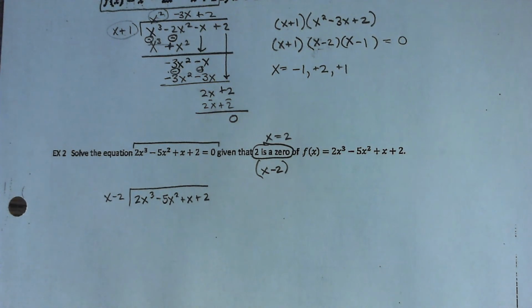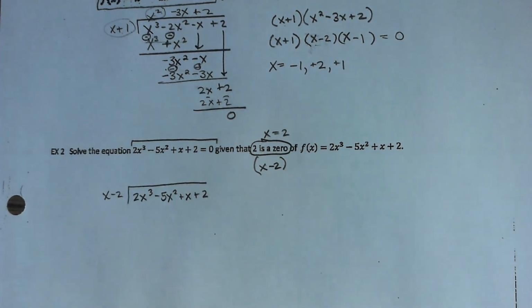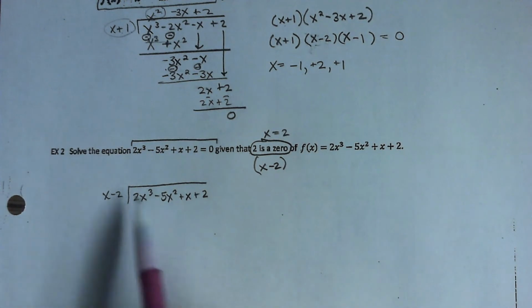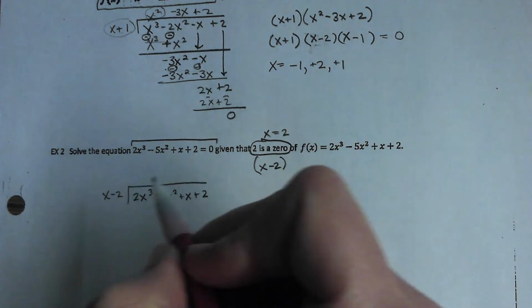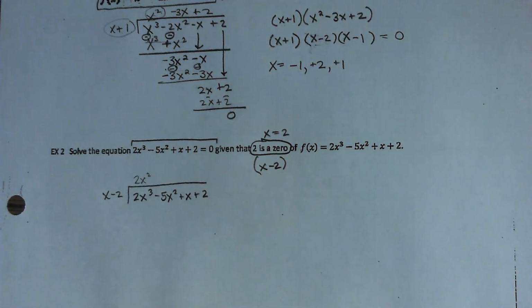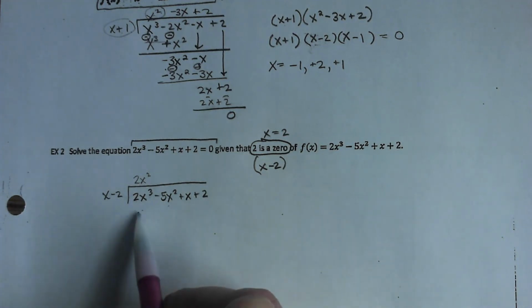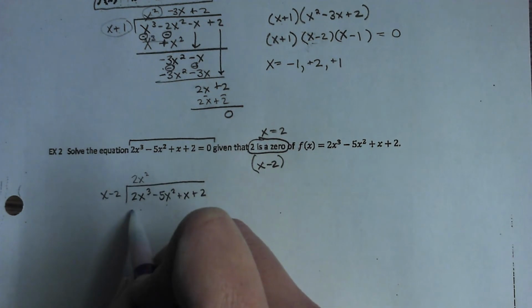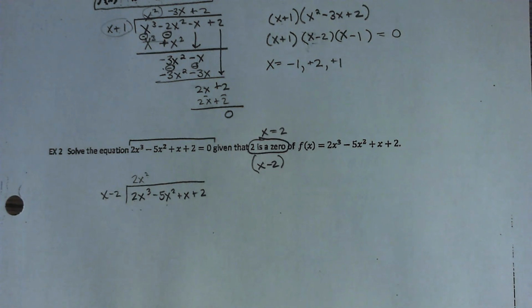What do you have so far? What goes up top? 2x what? No. X times what gives you 2x cubed? Yes. And then multiply that 2x squared times the x minus 2, and what does it give you right here? Why negative? 2x squared times x. Why are you telling me negative?